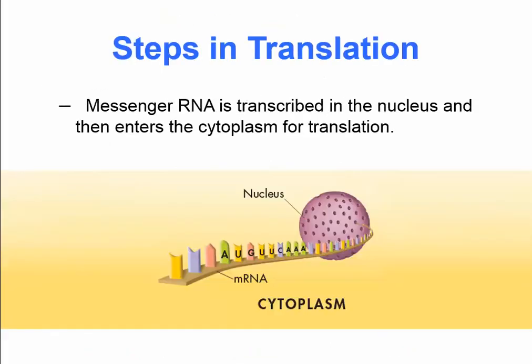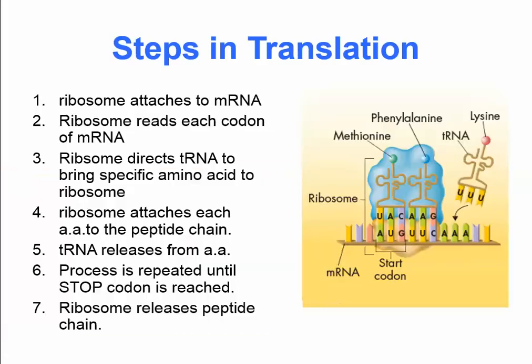So in translation, the messenger RNA is transcribed in the nucleus. Then it leaves the nucleus through the pores in the nuclear envelope, and it goes to the cytoplasm for translation. And so here are the steps. The ribosome will attach to the messenger RNA.